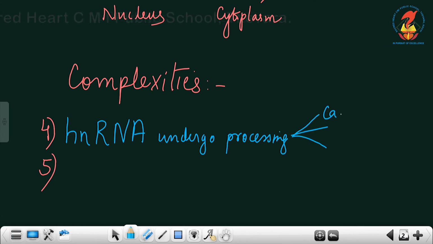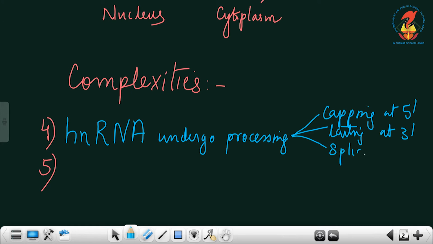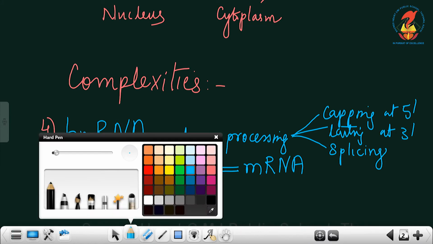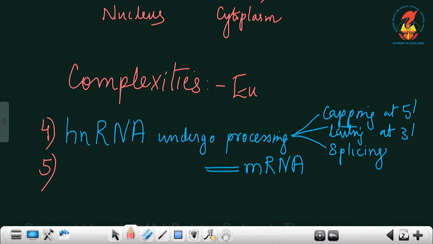The 3 steps are capping at the 5' end, tailing at the 3' end, and removal of the introns by splicing. When the introns are removed, the exons are joined, and now we get the final active transcript, that is the mRNA. So this is only in the case of eukaryotes. So the first complexity encountered in eukaryotes is with respect to the transcript that is formed.